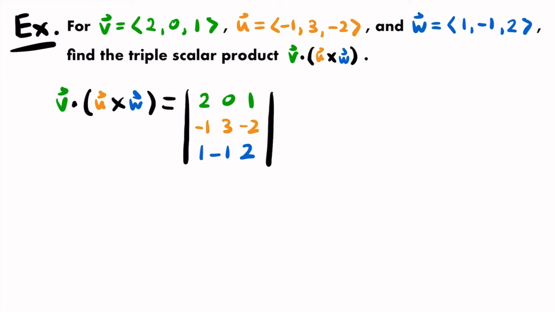The only difference is that the first row no longer has our standard unit vectors i, j, and k. Instead, we replace them with the components of vector v, the vector that we're dot producting with this cross product. Whatever vector you were multiplying by that cross product via the dot product, that vector's components need to be in that first row.